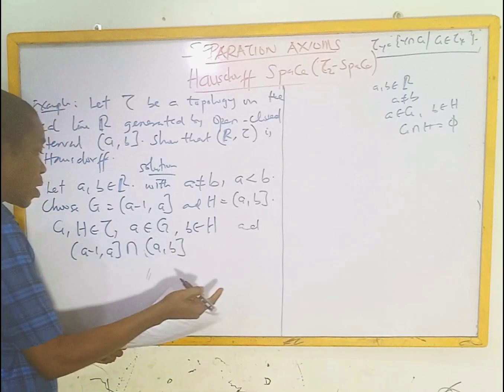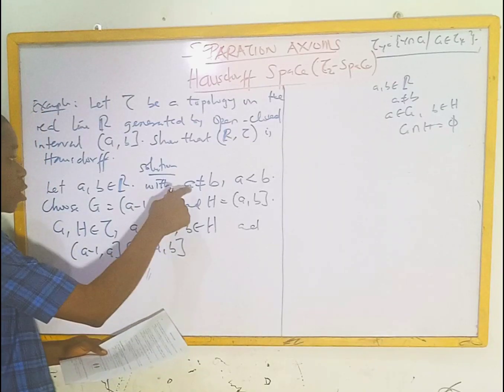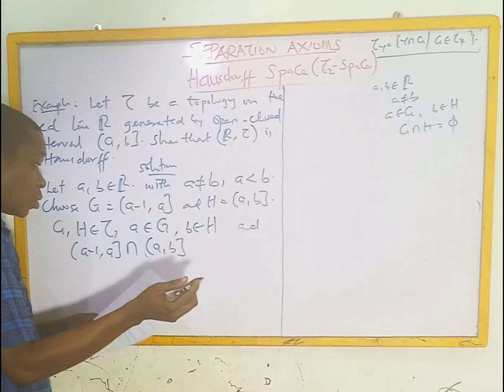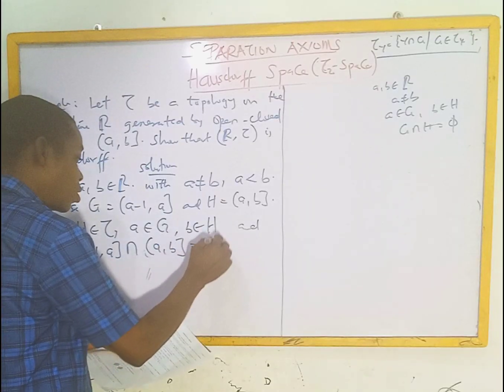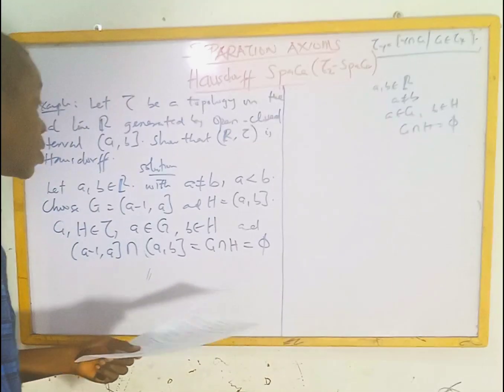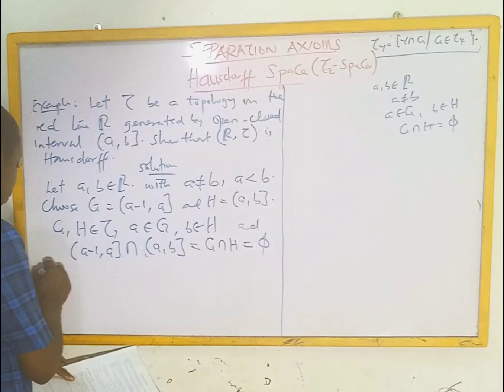Are they related? Now look at the condition that A and B are not equal. So do they intersect each other? No. This implies that G intersection H is an empty set. So you can see that the conditions are satisfied.